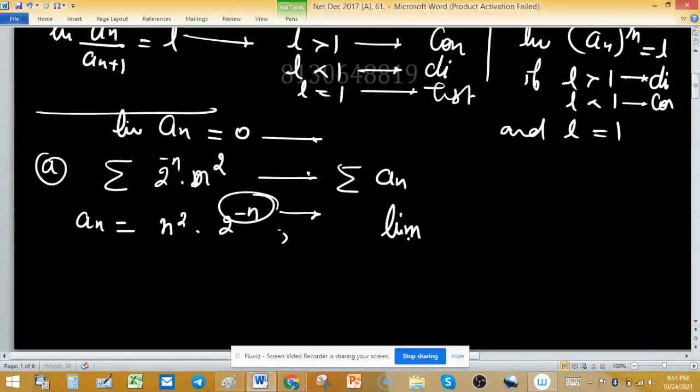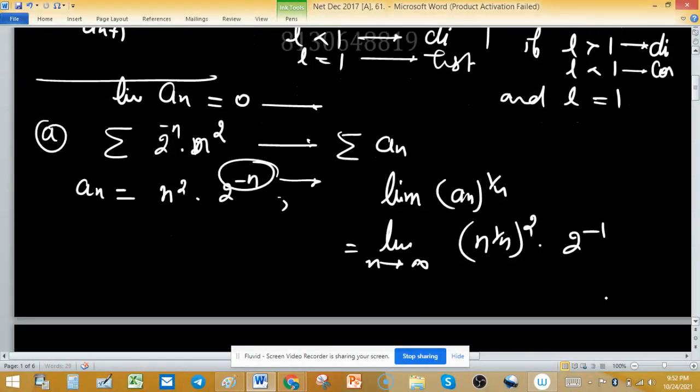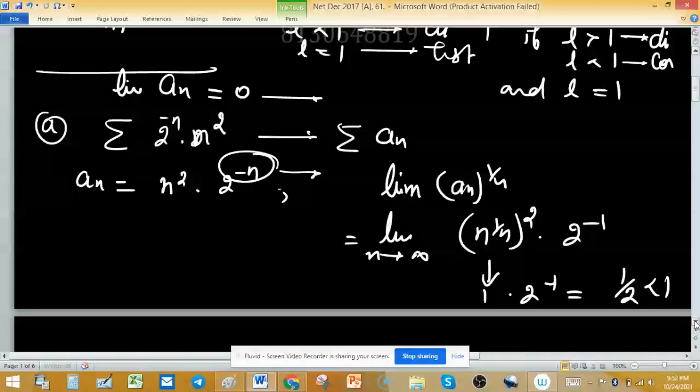For the root test, we need to compute the limit of a_n raised to the power 1 upon n. For this, I can write the limit as n tends to infinity of n raised to the power 2 upon n, into 2 inverse. The limit of this is 1 into 2 inverse. So finally, I got 1 upon 2, which is less than 1. So the series is divergent with the help of the root test.